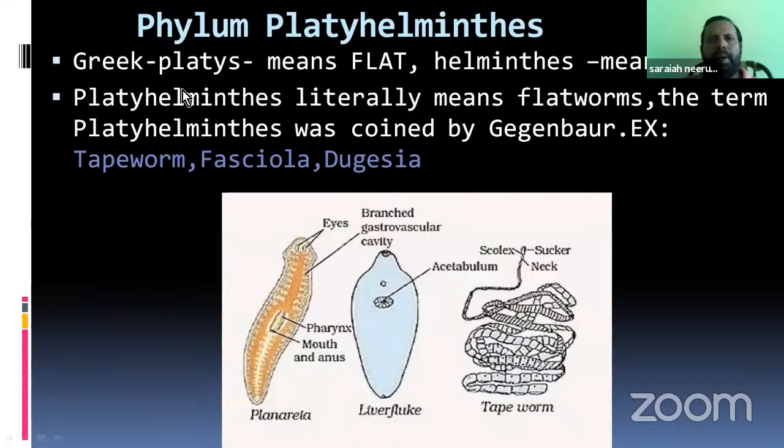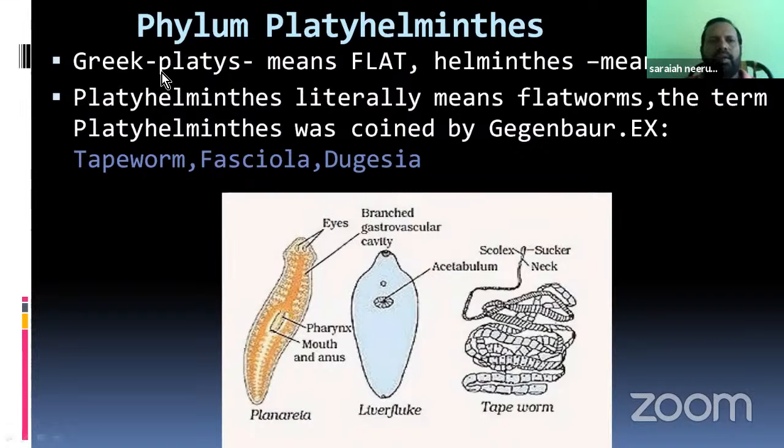Phylum Platyhelminthes. The term Platyhelminthes is derived from two Greek words. In Greek, platys means flat and helminthes means worms. So Platyhelminthes literally means flatworms. The term Platyhelminthes was coined by Gegenbaur. Examples of Platyhelminthes are the tapeworm or Taenia solium, Fasciola hepatica, and Dugesia.